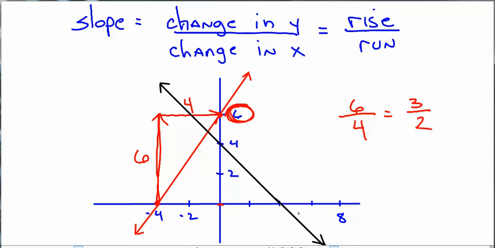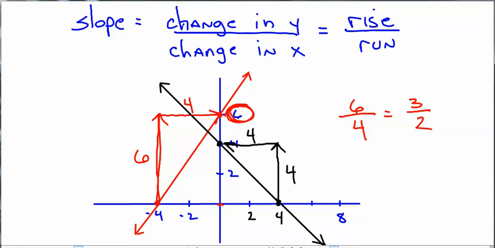Alright, we've got to find the slope of the black line. We're at 2, 4. We're going to rise how many? We're going over to this point right here. We're going to rise 4, and we're going to run 4. Now, look, this is important.